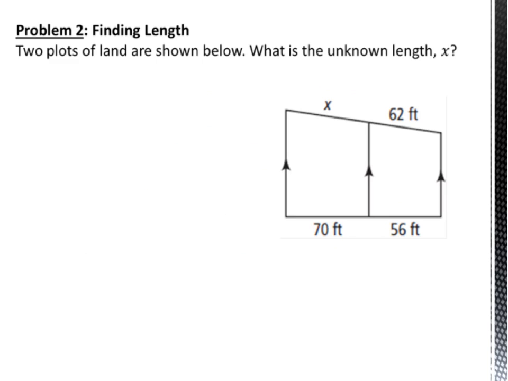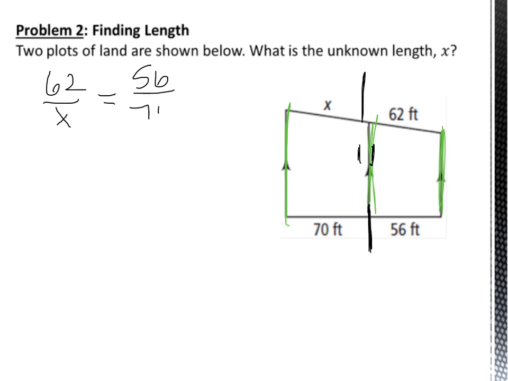So I need to find the value of x. So here are my parallel lines. This picture is kind of drawn sideways from the picture that I showed you in the last slide. But it would still be, here's my proportion equal to my proportion. So in this case it would be 62 over x would be equal to 56 over 70.